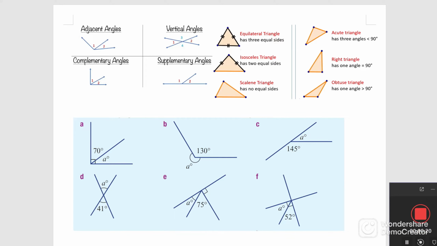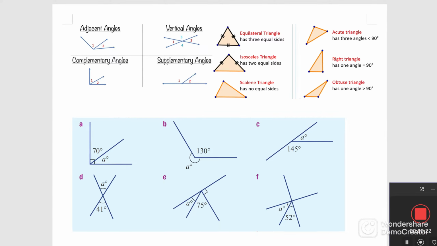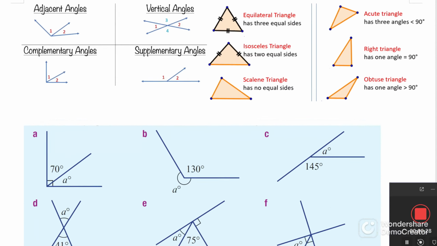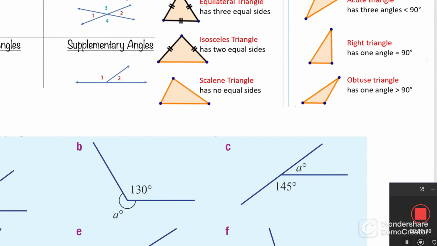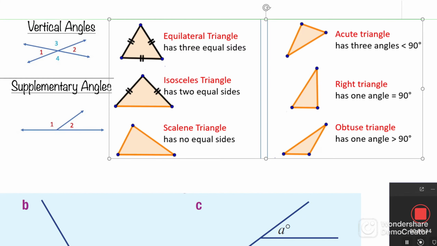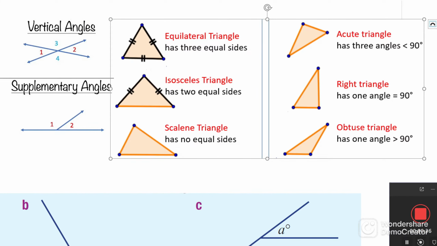Hi guys, today we'll be doing a revision or review on different types of triangles and common angles. So first thing I want you to do is to write down this table here on your right. This is a table of triangles that are classified by using their sides.